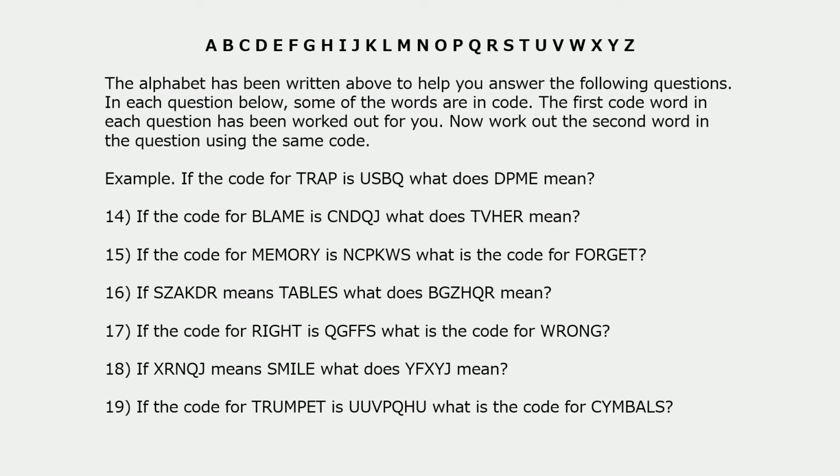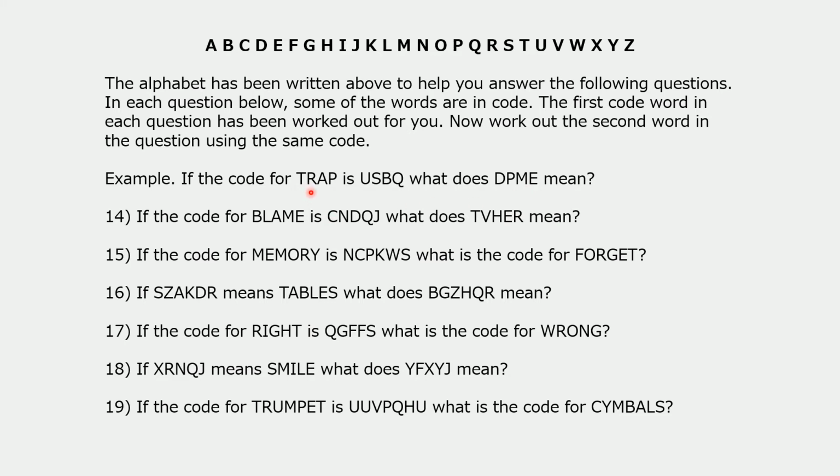The alphabet has been written above you to help you answer the following questions. In each question below, some of the words are in code. The first code word in each question has been worked out for you. Now work out the second word in the question using the same code. Example, if the code for trap is USBQ, what does DPME mean?